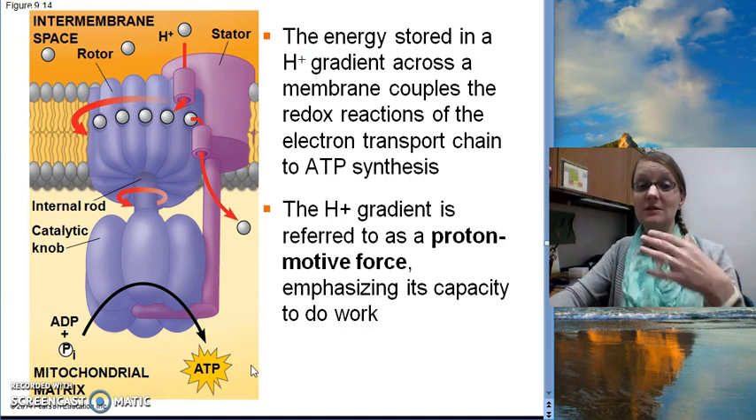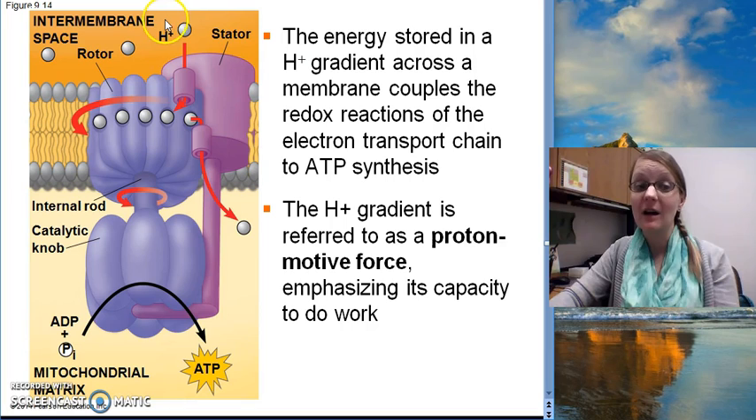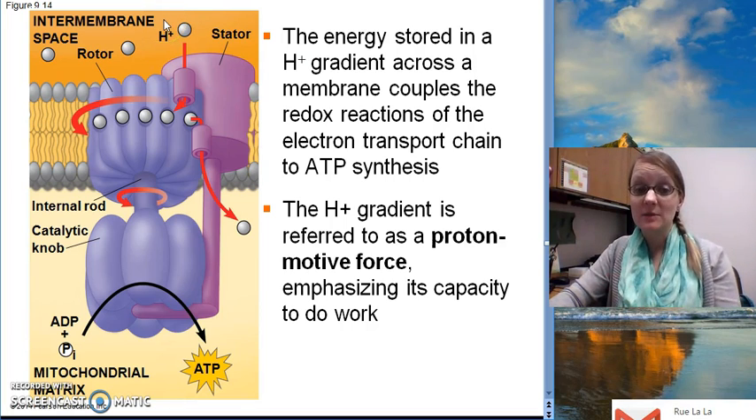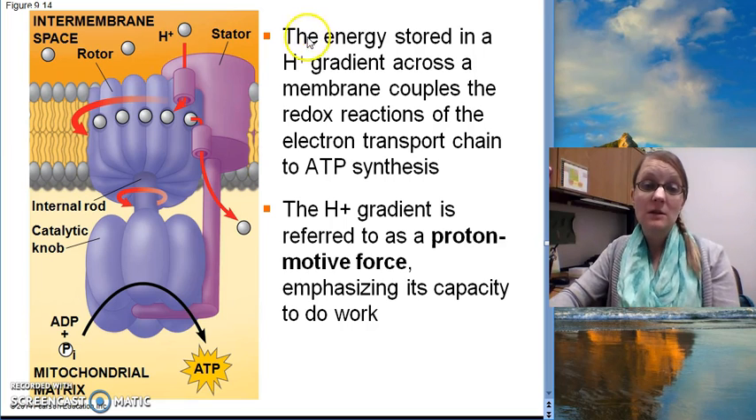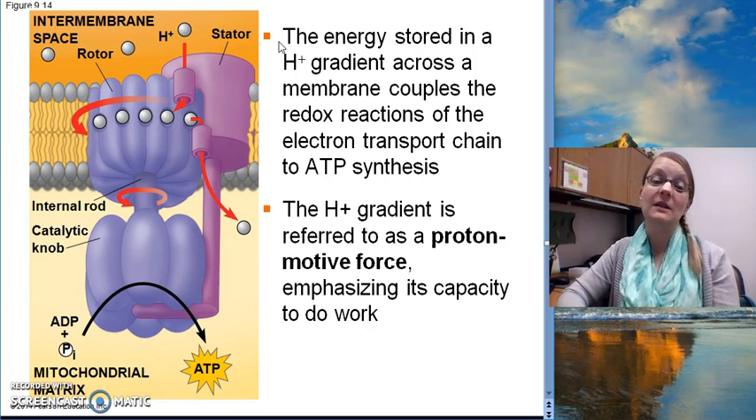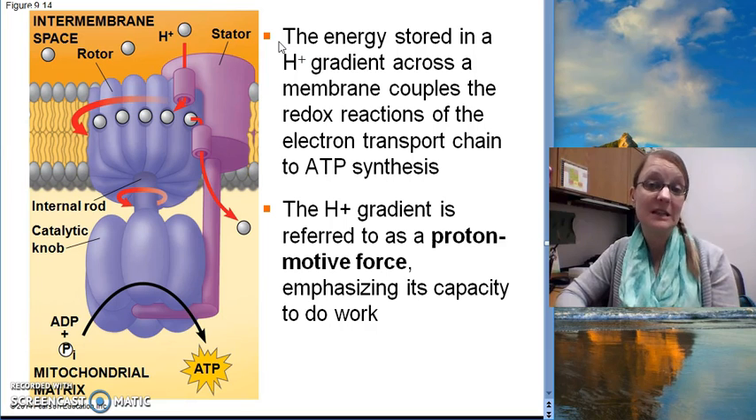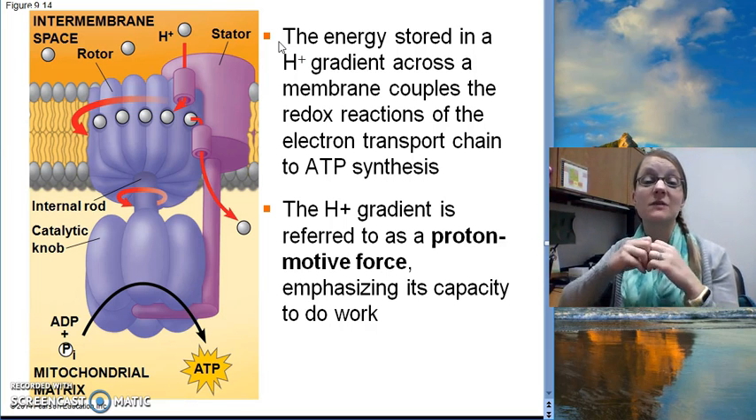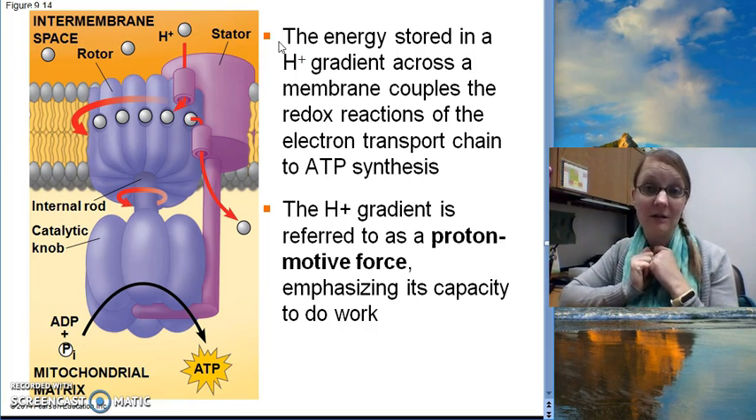This process of using that energy that's stored up here in that high hydrogen ion concentration is called chemiosmosis. It's used then to link ADP and inorganic phosphates to make ATPs. All right, so here, the energy stored in that proton gradient across the membrane couples the redox reactions of the electron transport chain to ATP synthesis, puts those two parts of oxidative phosphorylation together. Right? That high hydrogen ion concentration gradient links them together.